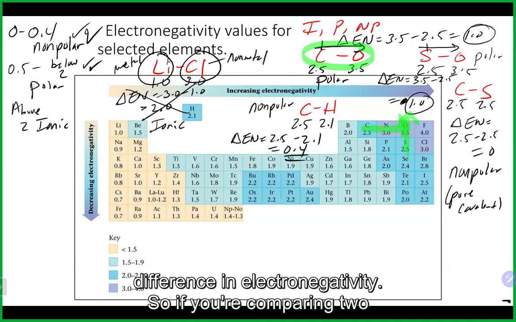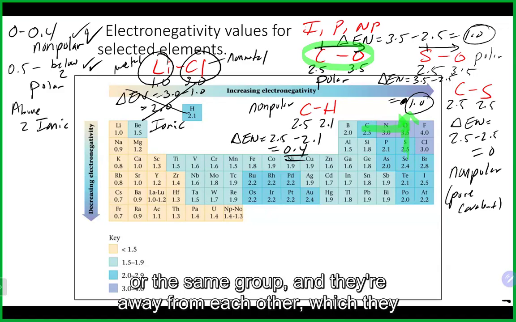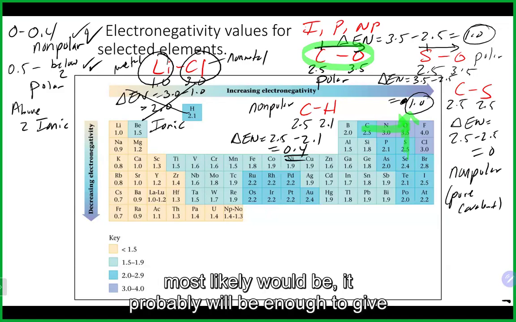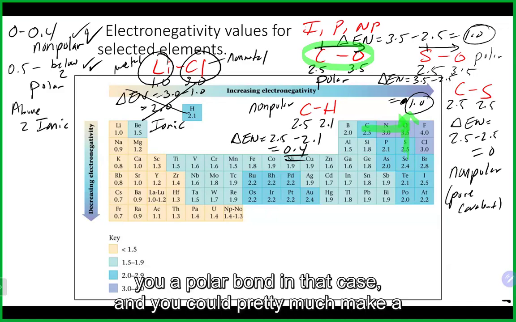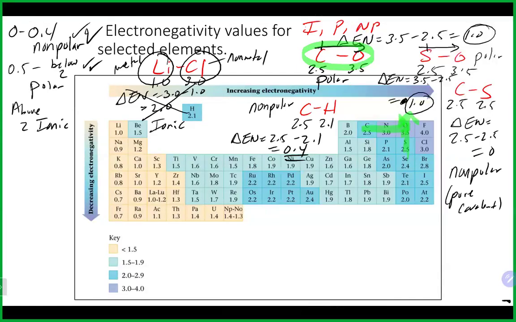So if you're comparing two elements that are in the same period on the periodic table, or the same group, and they're away from each other, which they most likely would be, it probably will be enough to give you a polar bond in that case, and you can make a pretty good estimate as to that. Any questions on, again, using that there? Okay.